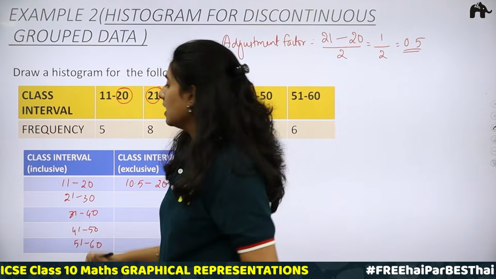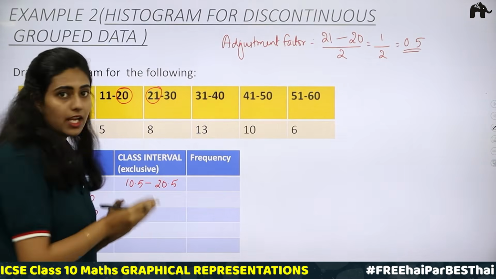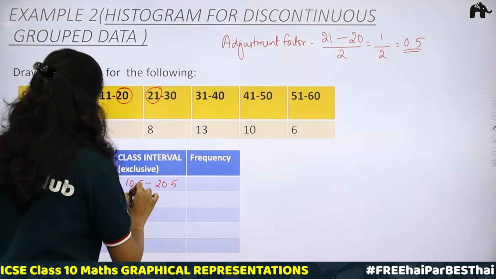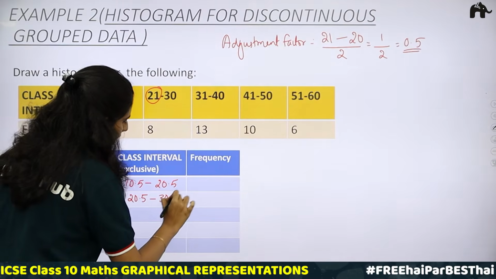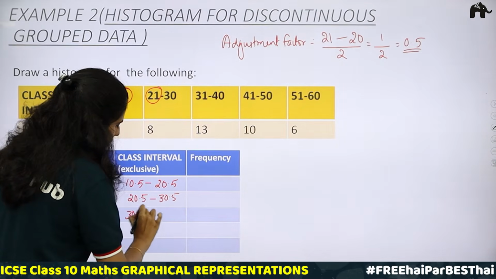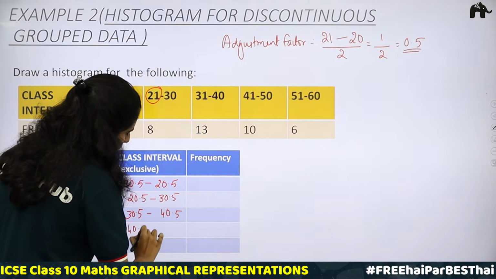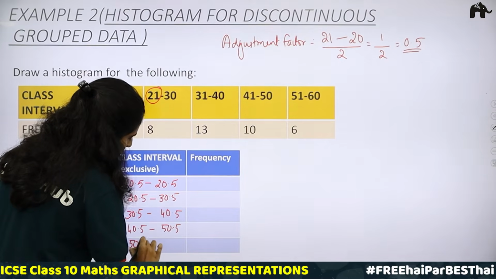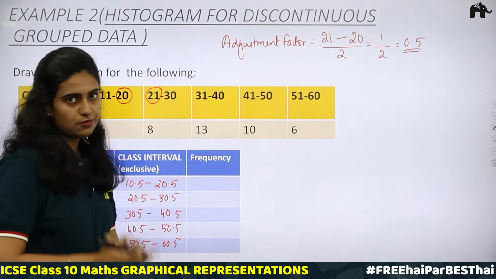So these are the inclusive intervals. Now, for the exclusive form, you have to subtract 0.5 from the lower limits and add 0.5 to the upper limits. So you will get 20.5 to 30.5, 30.5 to 40.5, 40.5 to 50.5, 50.5 to 60.5. So we got the exclusive form.